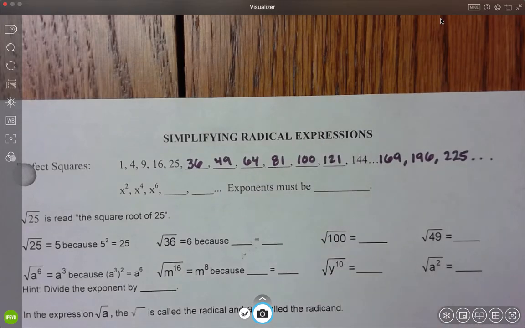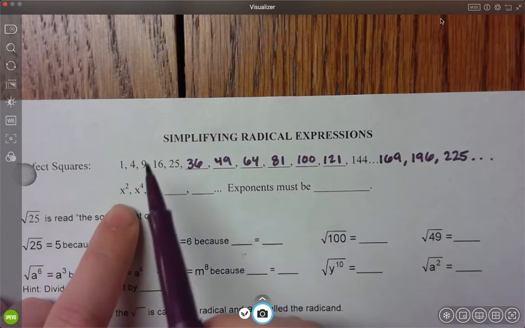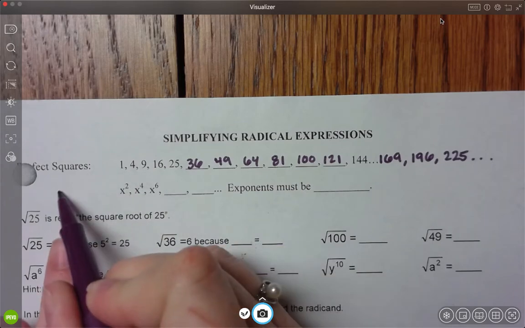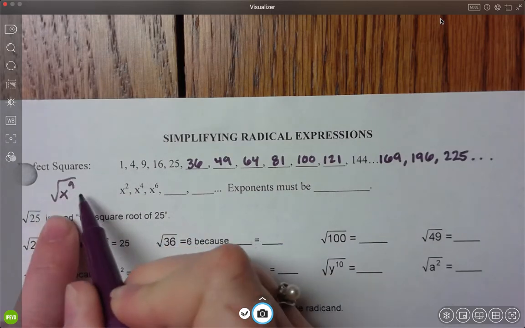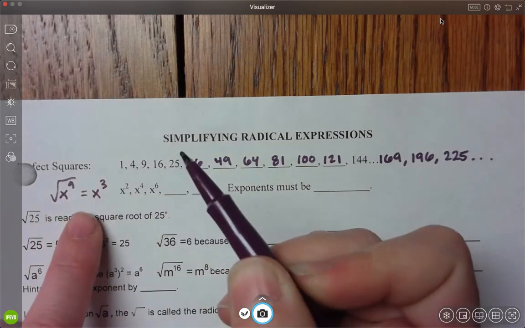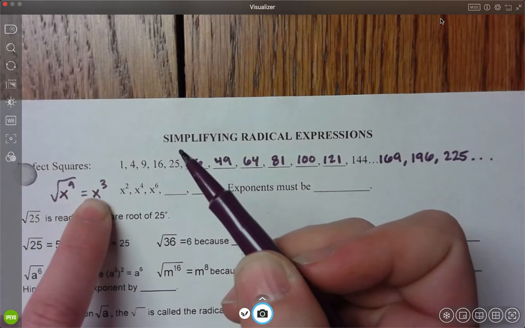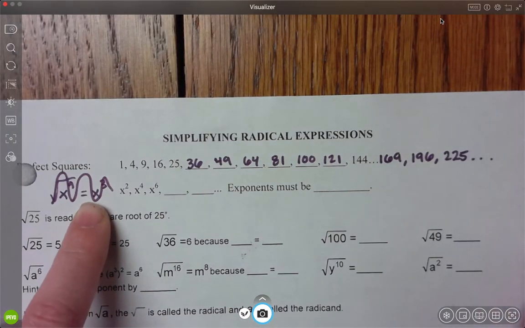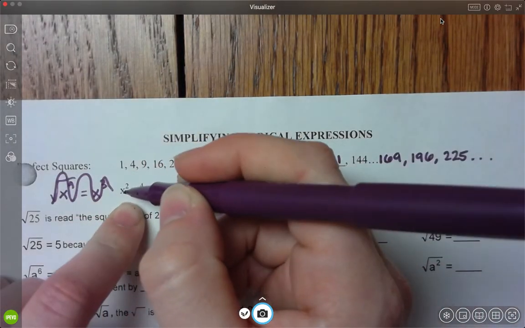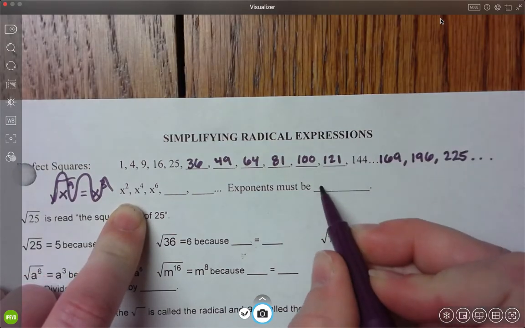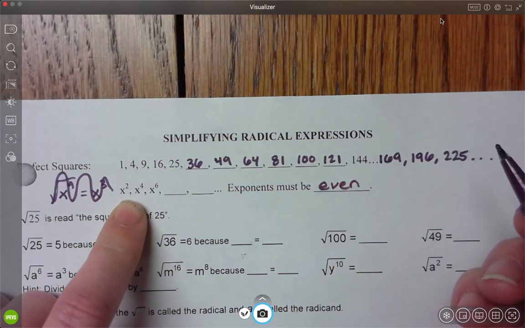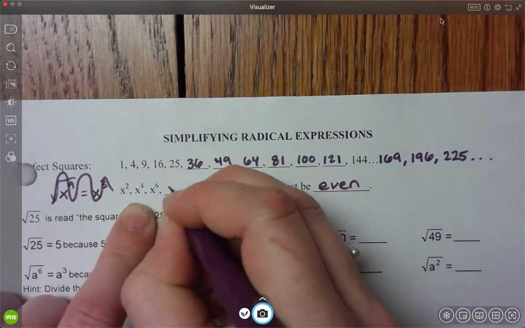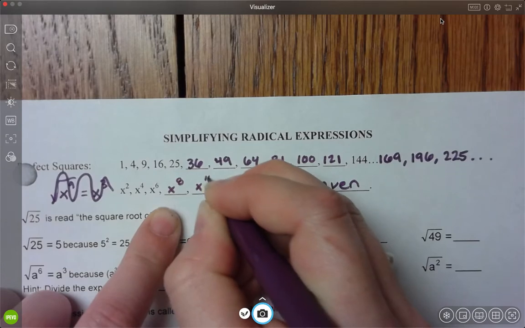In addition to that, if we have variables, a lot of people think that x to the 9th power, if you take the square root of that, is x to the 3rd power, right? Because the square root of 9 is 3. But it does not work this way for exponents, okay? So cross that out, do not put that there. When you're taking the square root of exponents, they need to be even numbers. So nice square roots would be x squared, or x to the 4th power, or x to the 6th power, or x to the 8th power, or x to the 10th power. They have to be even powers.